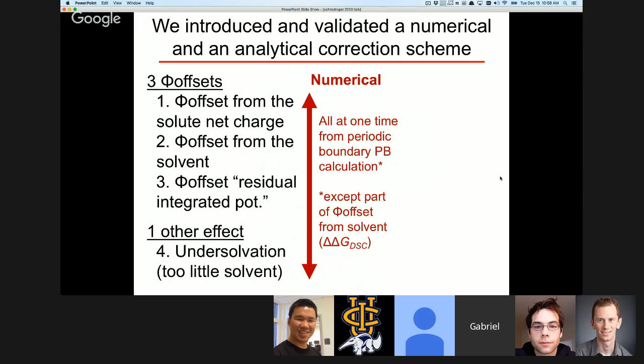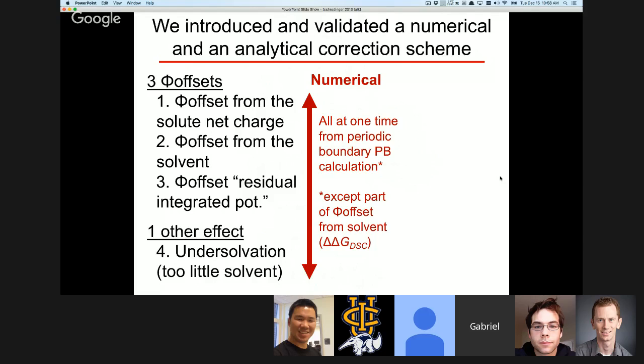which is what I call delta delta G DSC, which stands for discrete solvent correction. But there's a very simple formula in the paper that corrects for that. So you have to do one other thing besides just do these two continuum calculations.